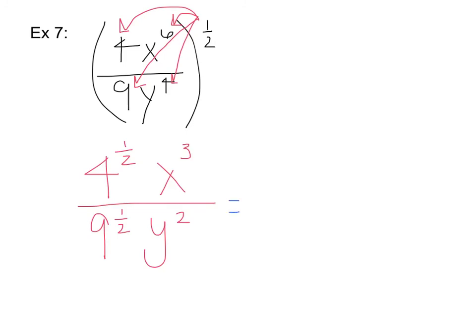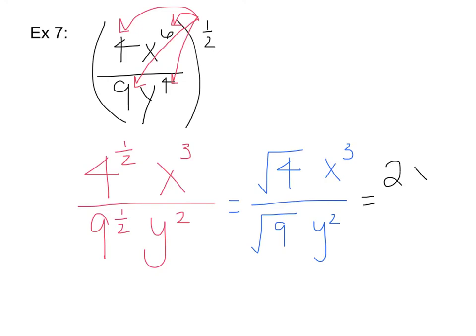Last step, keep simplifying. 4 to the 1/2 power is the square root of 4. 9 to the 1/2 power is the square root of 9. The square root of 4 is 2. The square root of 9 is 3. And that's your final answer.